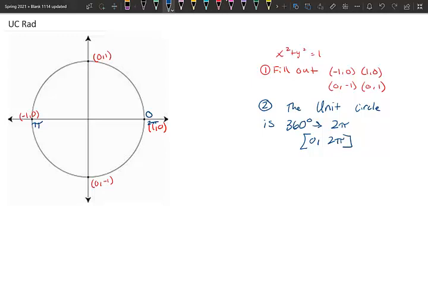What's half of 0 to pi? Well, pi over 2. If we have 0, 1 pi over 2, 2 pi over 2, then we have 3 pi over 2. We're just counting from each half of our pi.